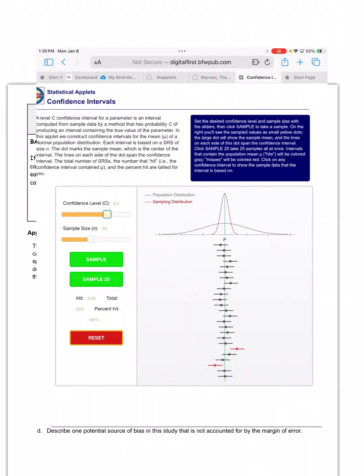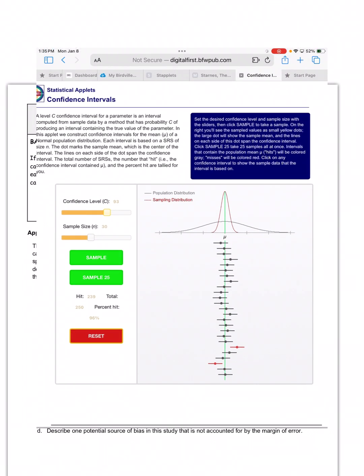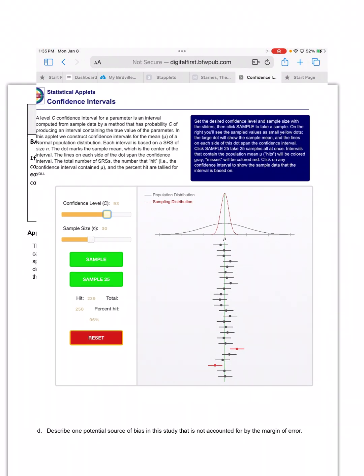All right, here we go. So what we have here are confidence intervals. They look like little dots with arms, right? These are how we depict confidence intervals. And what this is showing you is 25 samples. If I reset it, here's 25 samples and 25 intervals that have been calculated.